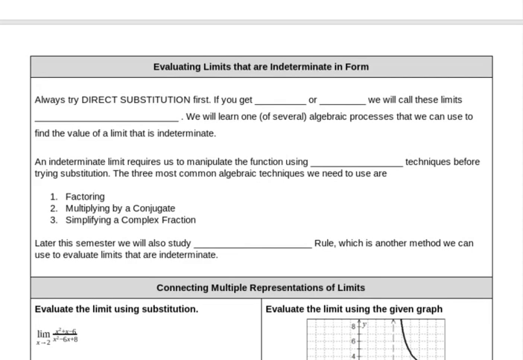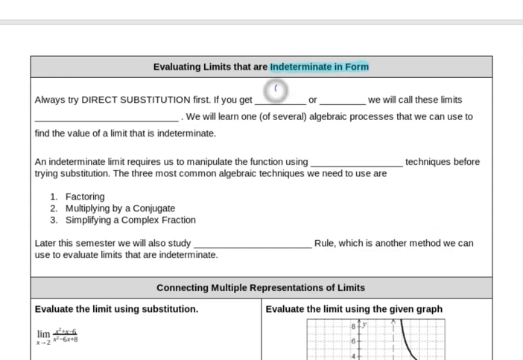So this next part is about evaluating limits that are indeterminate in form. So this is dealing with that second learning target that we talked about at the beginning, this indeterminate form. So something important here is we are always going to try direct substitution first. Always, always, always try direct substitution when you are asked to find a limit.